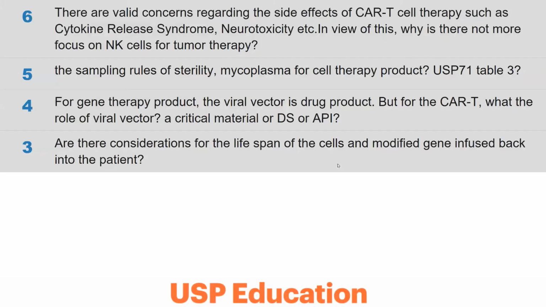There are valid concerns regarding the side effects of CAR T-cell therapy, such as CRS and neurotoxicity. In view of this, why is there not more focus on NK cells for tumor therapy?